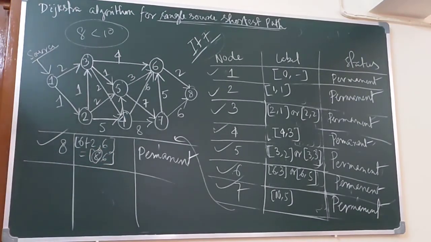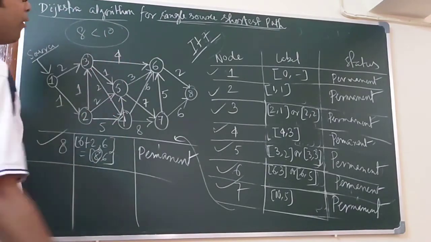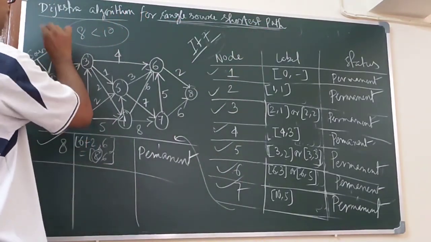Okay? So this is the detailed execution of Dijkstra's algorithm for single source shortest path. Here we take the single source as 1.